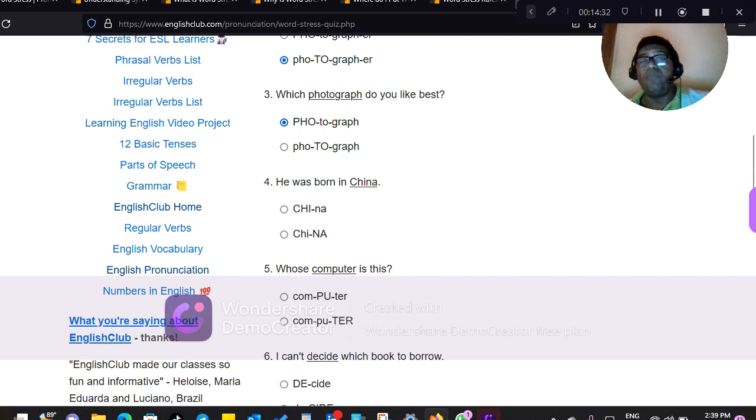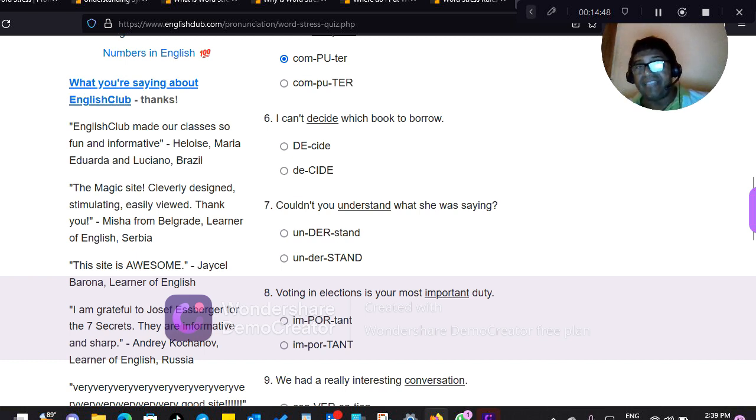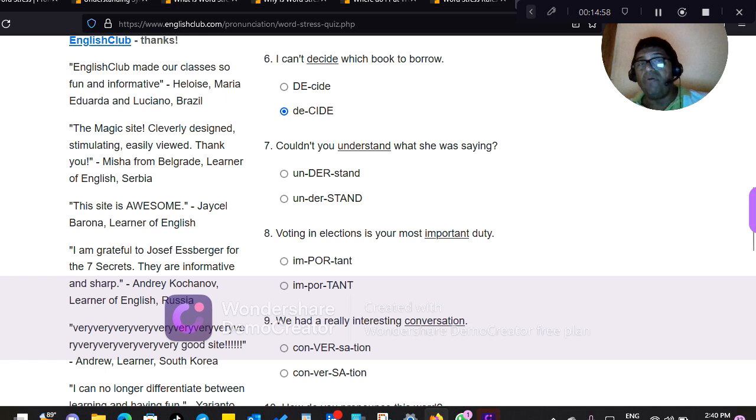He was born in China. What do you use, the first or the second one? Yes, this first one. Whose computer is this? Computer. Yes, this is the correct one. I can't decide which book to borrow. Decide. First or the second one? Decide, second one. Couldn't you understand what she was saying? Understand. This one. We don't say understand, we say understand.